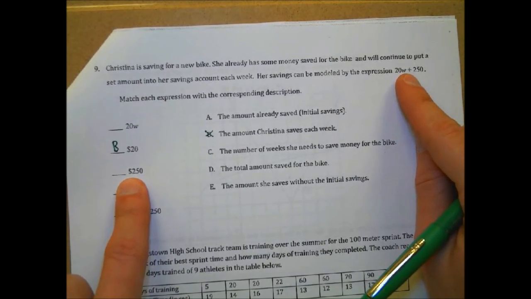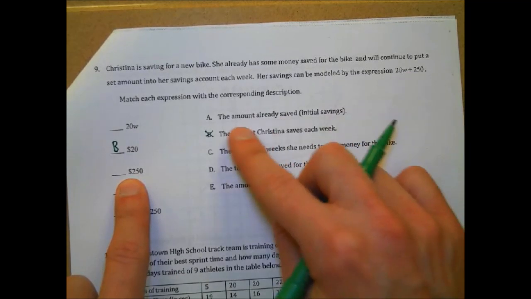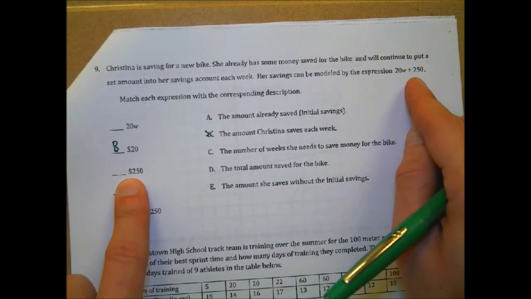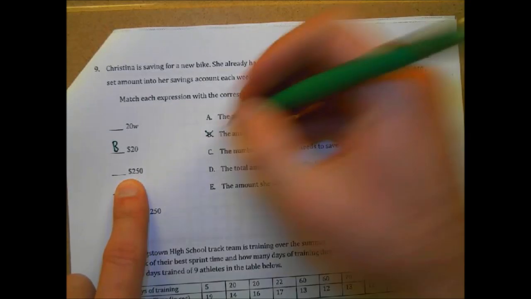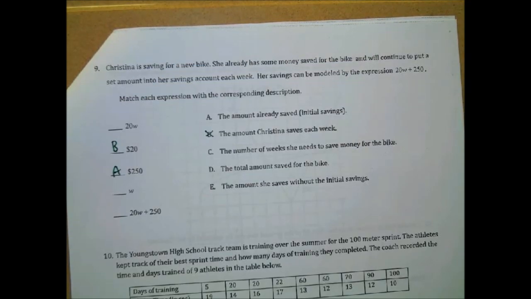So that would match actually to what? It would match to A, the amount of money she already saved, right? She's got 250, and she's adding money to it every week. So this is actually A here. Okay? Does that make sense, Shepard?